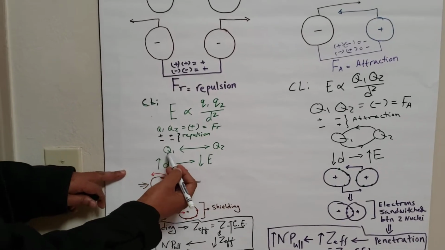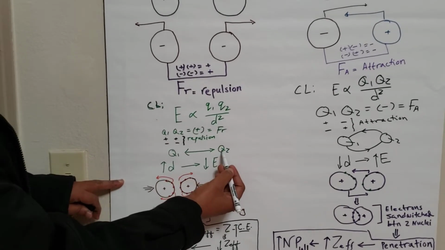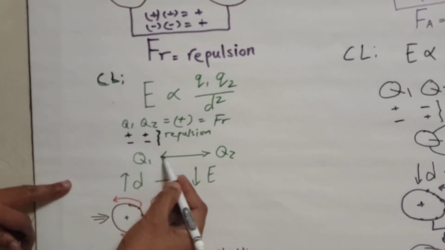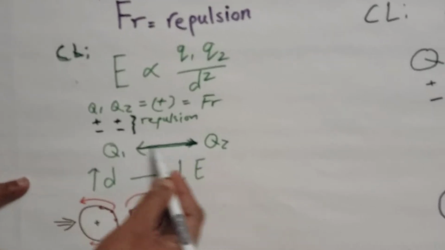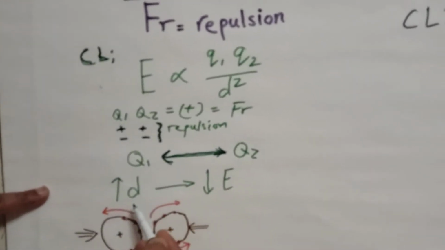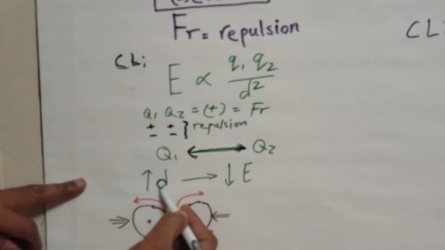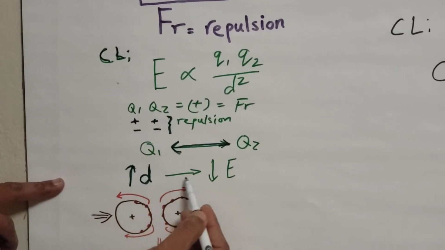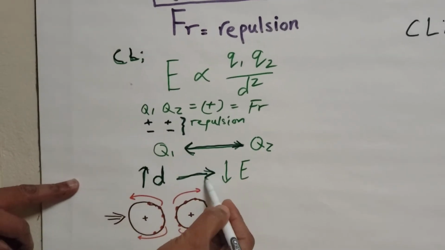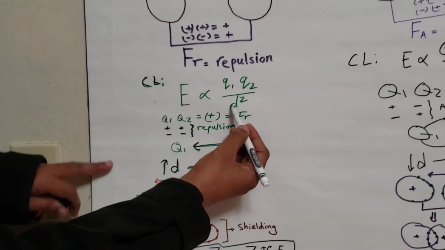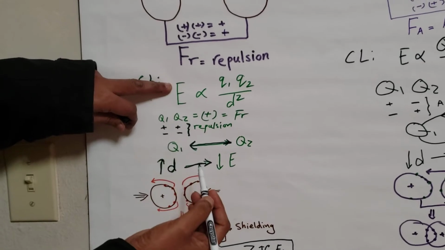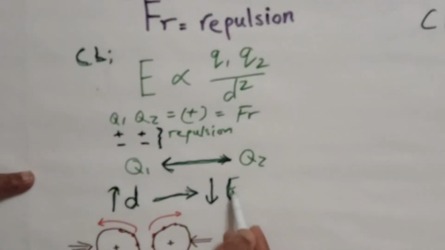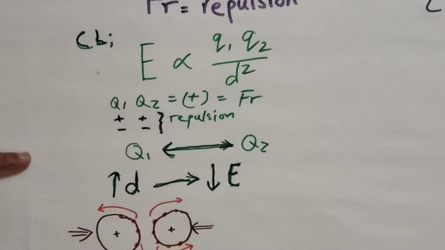If Q1 repels Q2 or Q2 repels Q1, what is going to happen? The distance between Q1 and Q2 is going to get larger, so D is going to be bigger. If D gets bigger, what happens? D is inversely proportional to E, energy, so the energy E will go down.